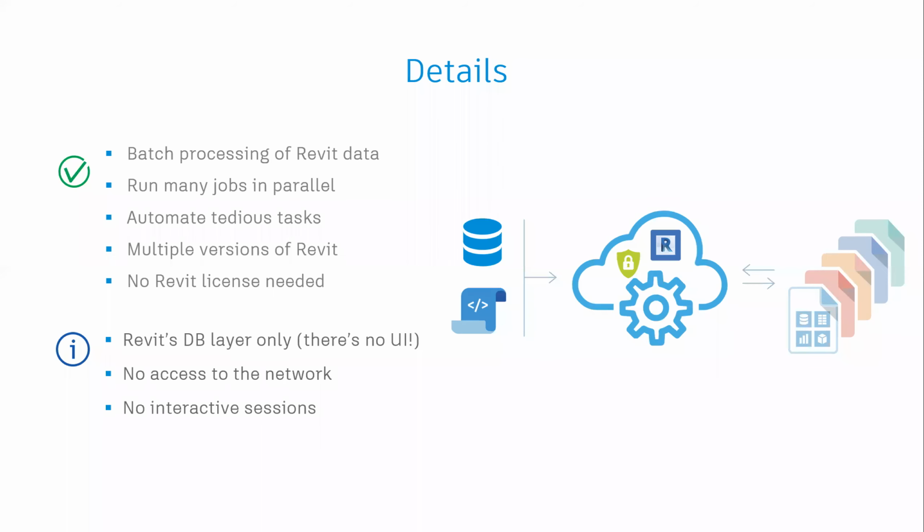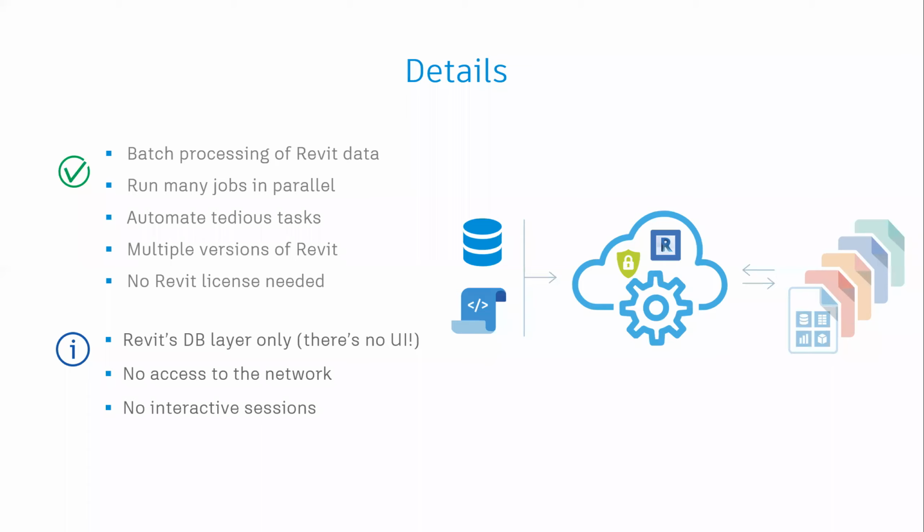So what are a few of the details of how the service works? Well, first of all, I mentioned it's batch processing. That means you send a job and execute that job, and then at the end you get outputs. But you can do a bunch of jobs in parallel. It certainly allows you to automate tedious tasks that you may have to do on a regular basis, possibly on the desktop, causing people to sit there waiting for the job to complete.